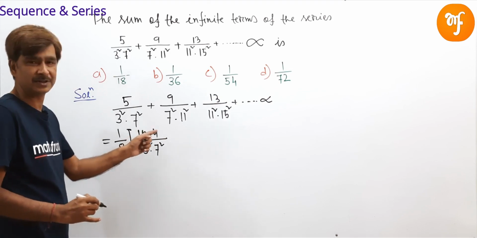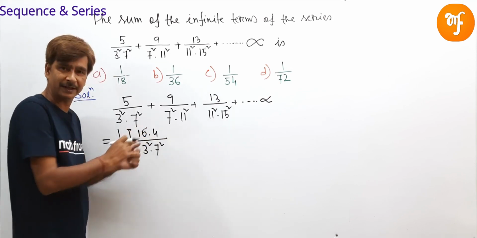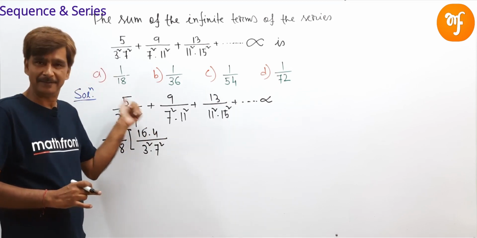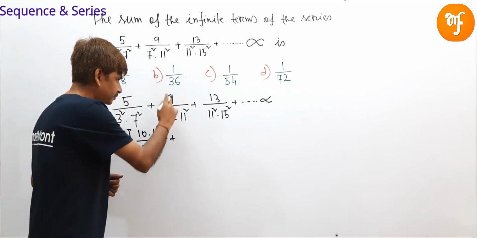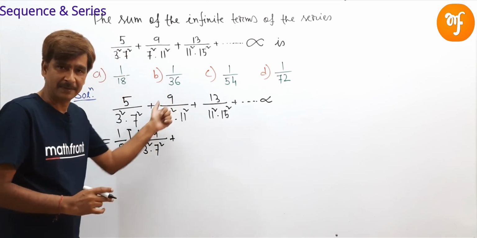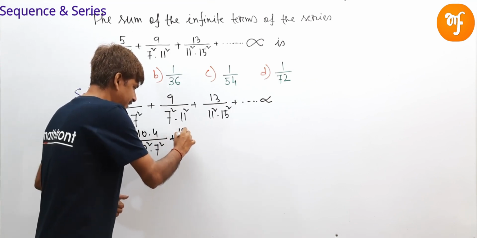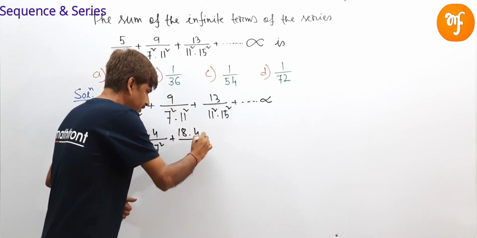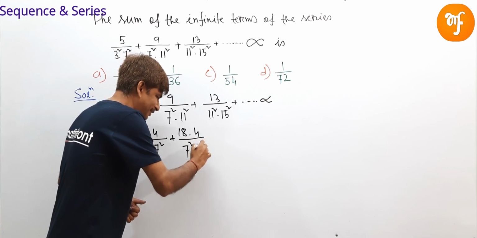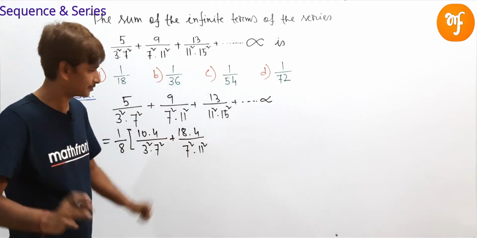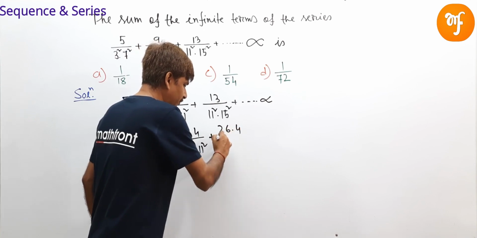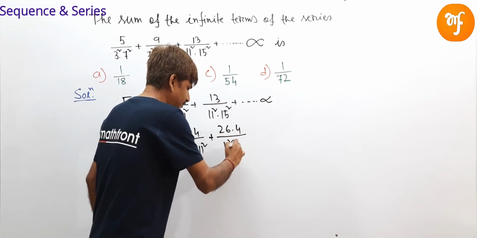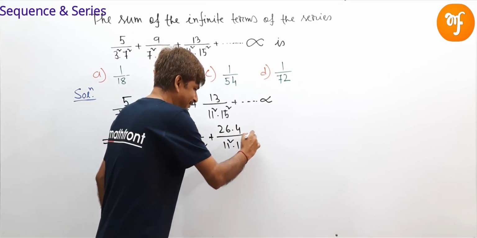Look, 10 into 4 is nothing but what? 10 into 4 is 40. 40 by 8 is 5. Again, we can write 1 by 8 into 9 is 72. This is as 18 into 4 divided by 7 square into 11 square. Is it? Similarly, the third part can be written as 26 into 4 divided by 11 square into 15 square.